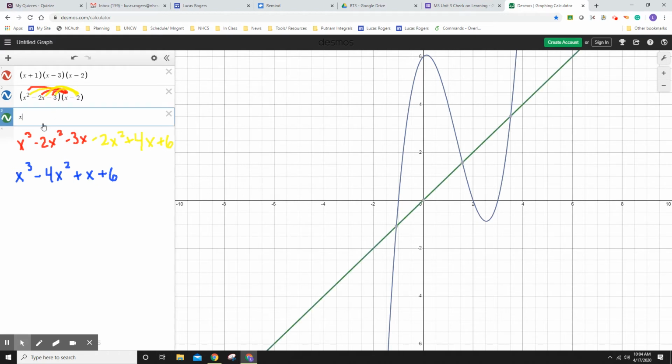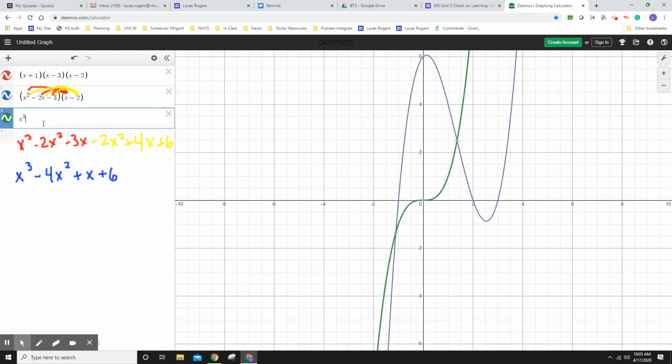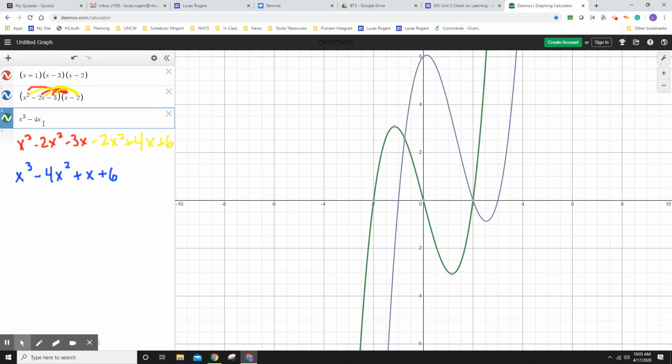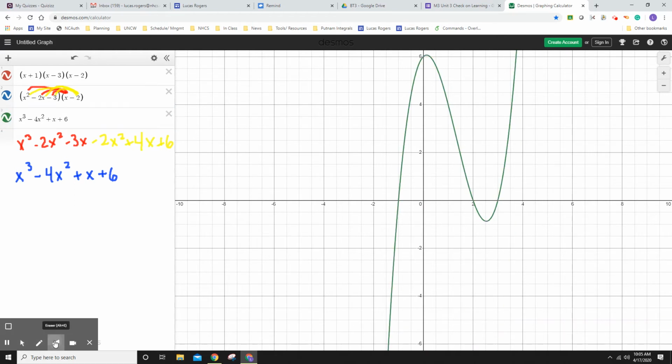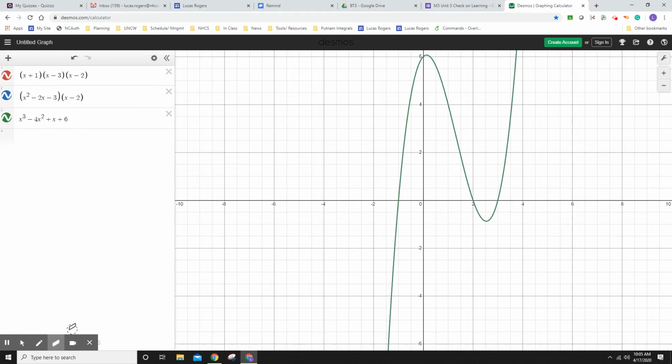So we're just going to type this in, x cubed in standard form, biggest exponent first, and then going down in descending order with the exponents, plus x plus 6. And let's clear off everything. All right, so we know we did this correctly because we can see that the graphs are exactly the same. And now it comes time to do the division.